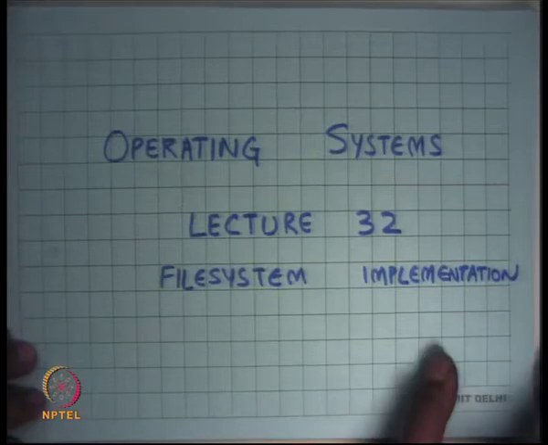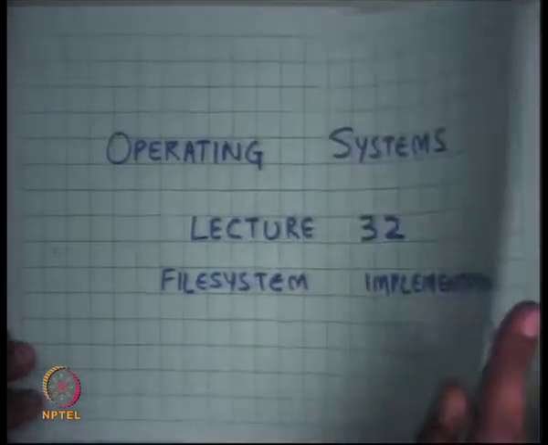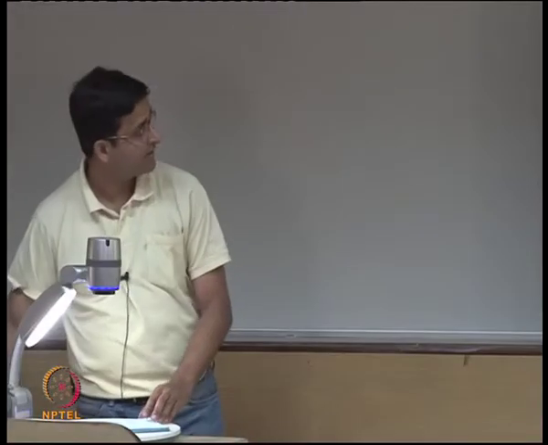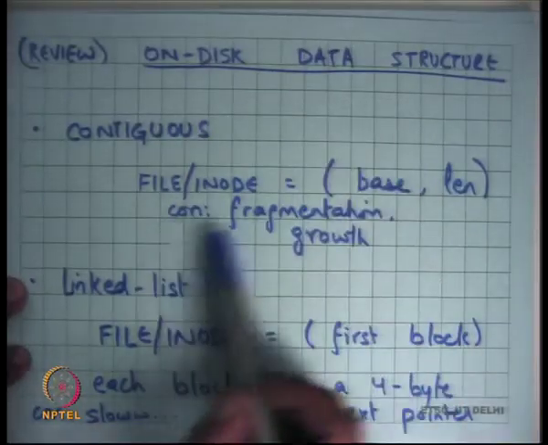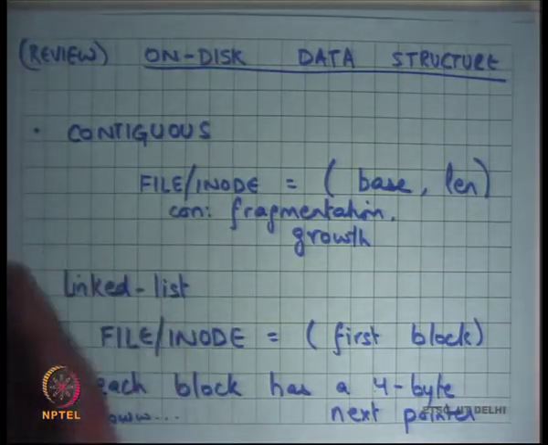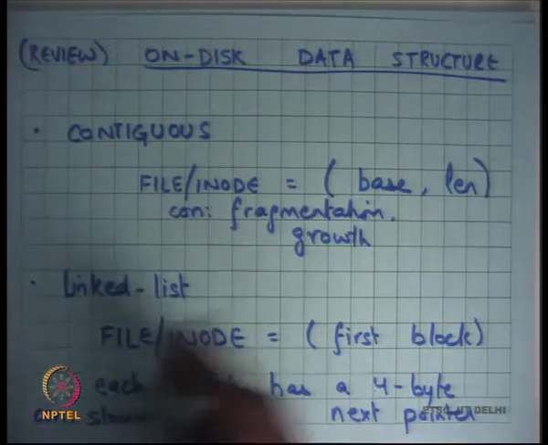Welcome to Operating Systems lecture 32, and we are talking about file system implementation. In the last lecture we were looking at on-disk data structures, since a file system is nothing but an on-disk data structure, and we looked at two options.